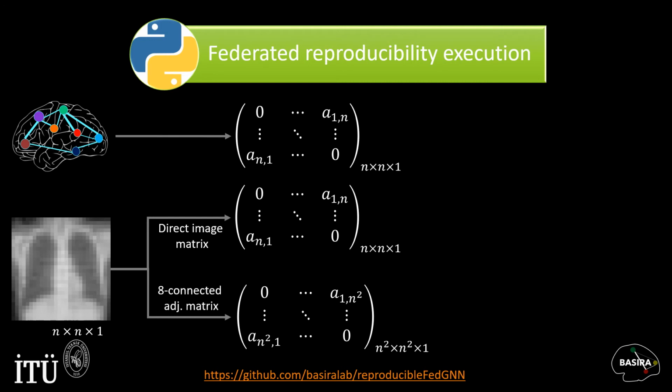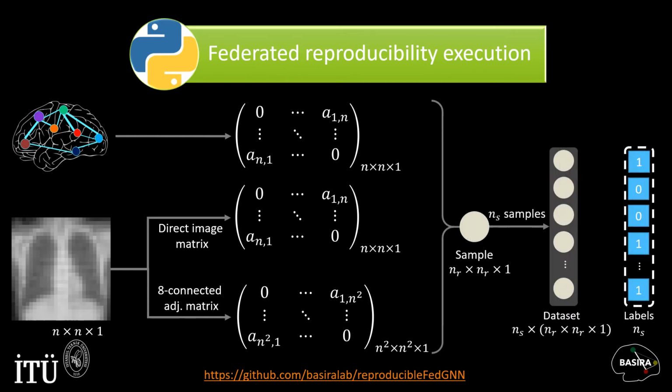The size of adjacency matrices is n squared by n squared. Our code converts the given image to an adjacency matrix if this option is chosen. You can set the option by a command line argument. For more details, please visit the GitHub repository and read the instructions. To summarize, you should have n samples of square matrices that can be image matrices or adjacency matrices of images or brain connectivity graphs, along with their corresponding labels for the classification.